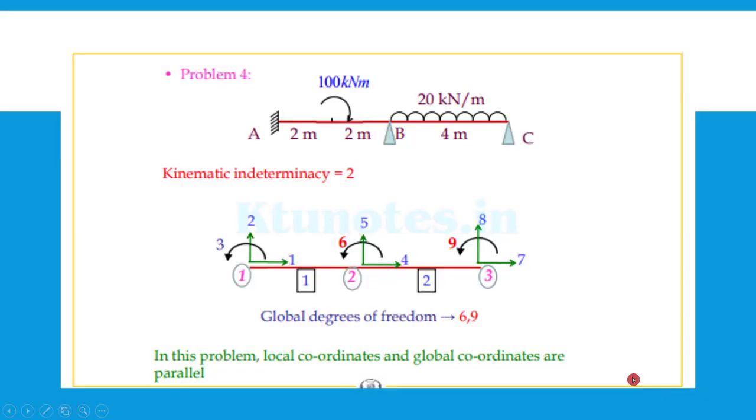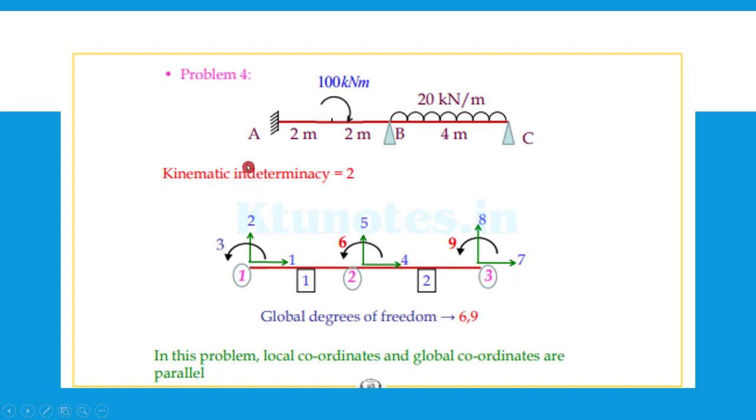So welcome back. Today we'll discuss problem number 4. Here is a beam with a fixed end, and there are two supports at a distance of 4 meters from the left, and the span is also 4 meters. There is a UDL of 20 kN per meter, and we do have a moment of 100 kN-meter at the point 2 meters from A.